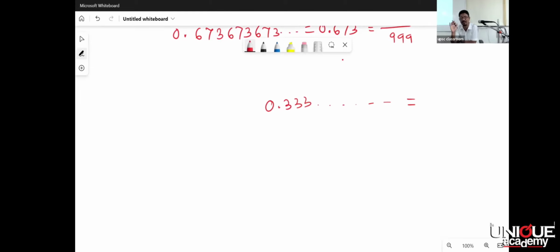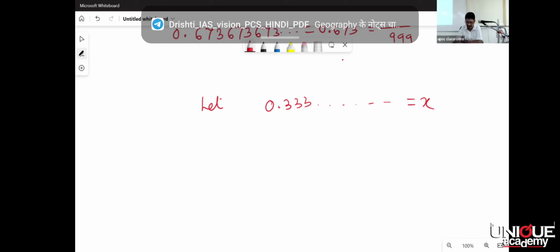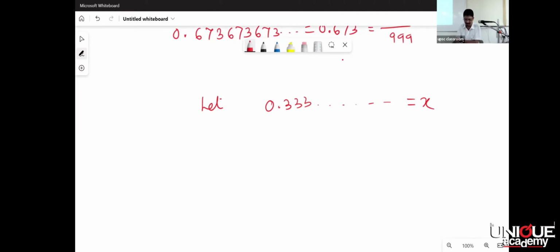Now, as we have 0.3333, a single digit is repeating again and again. That's why we have to shift the decimal point by one place to the right, so that we get 3.3333 dot dot dot. To make this, we need to multiply by 10. So it is 10x.